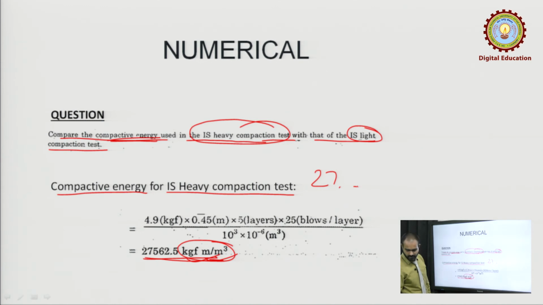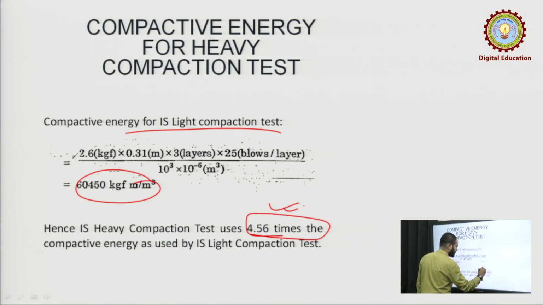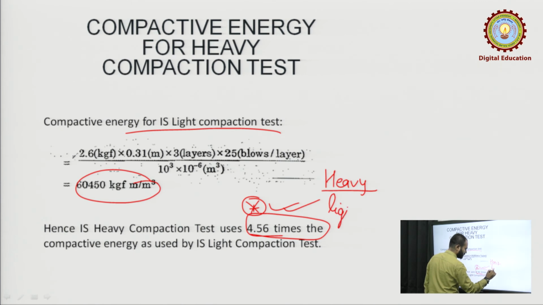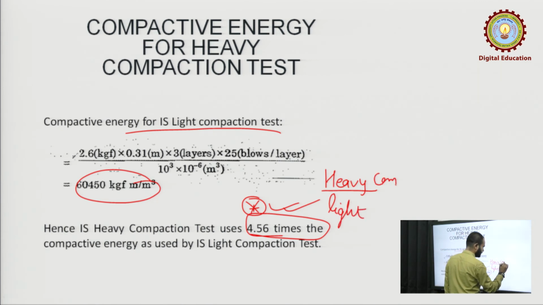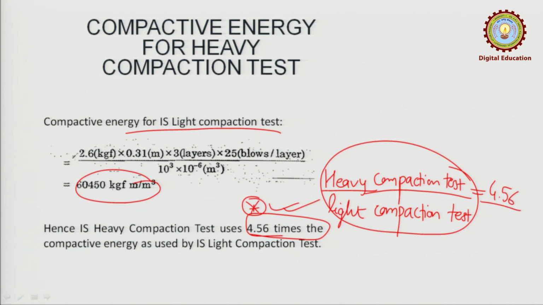Again we calculate for the light compaction. You can remember this because it is used many times in competitive exams also. This is asked directly: what is the ratio of heavy to light compaction test? This is generally asked, so you have to remember this is nearly 4.56.